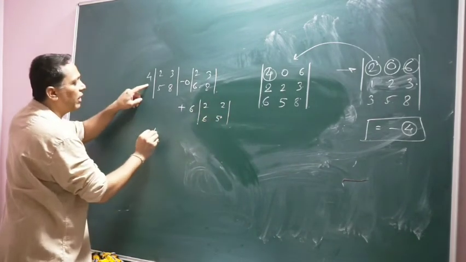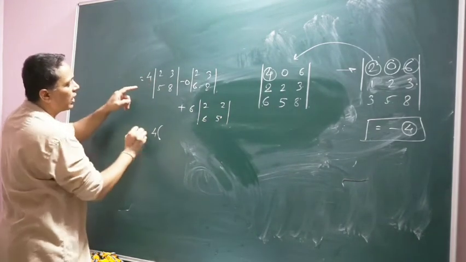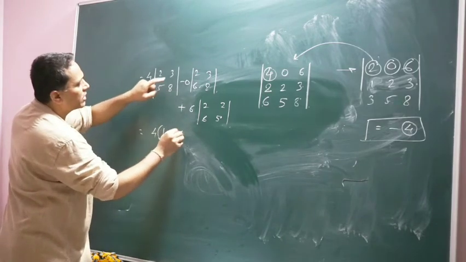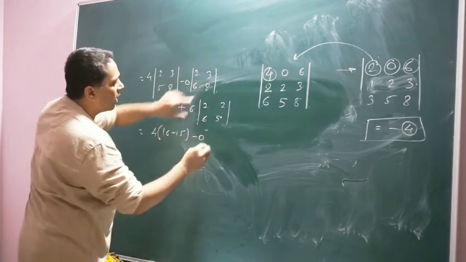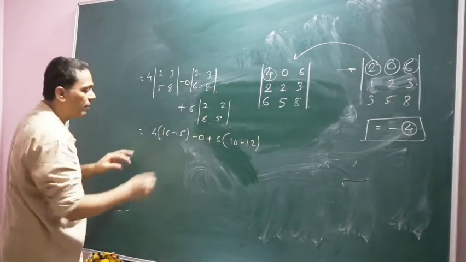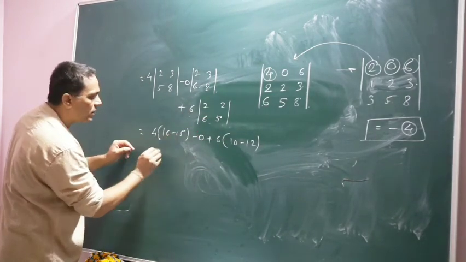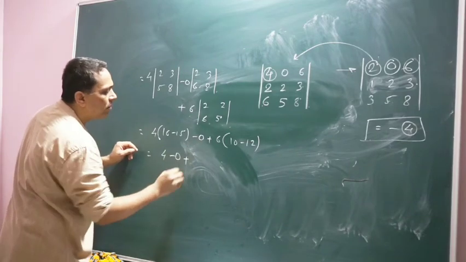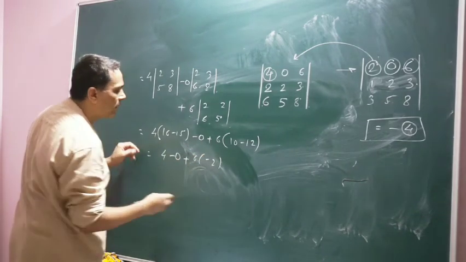Now let's find the value. This is 4. 8 2s are 16 minus 5 3s are 15. This is 0. Plus 6 into 5 2s are 10 minus 6 2s are 12. So this is 1, 4 1s are 4, minus 0, plus 6 multiplied by minus 2.